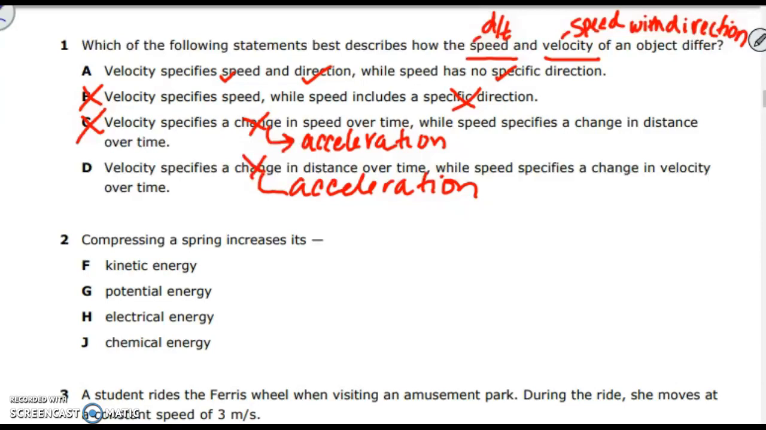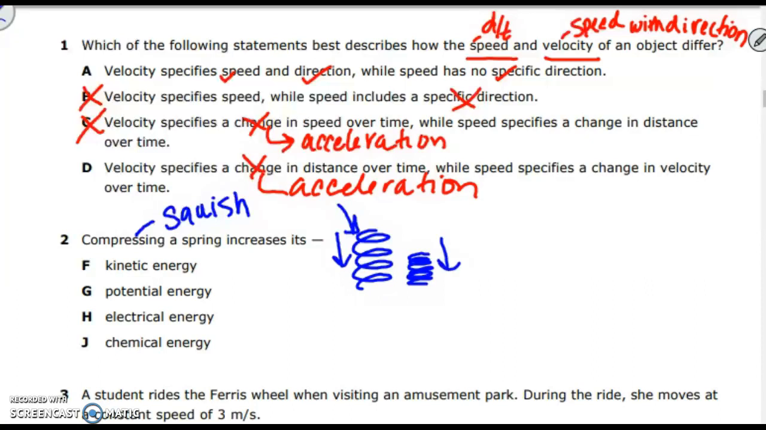Number two, compressing a spring. Compressing. When I compress something, that means I'm basically squishing it. When I squish something down, I'm going to be pressing down on it, and a spring is kind of a coil, and we press down on it, it's going to become a tighter coil. Compressing a spring increases its what? Kinetic energy? Well, obviously it's going to be moving, but we're not really increasing kinetic energy. What are we doing? We are increasing its potential. We're increasing its ability to boing and to bounce up. The more that we squish it down, the more it's going to bounce up.